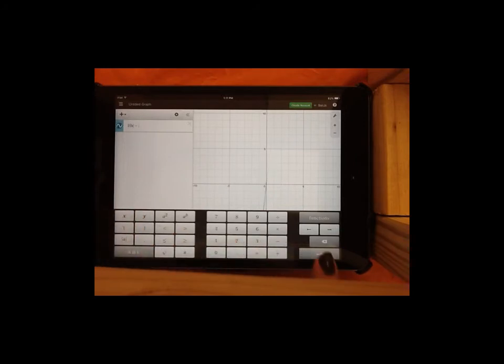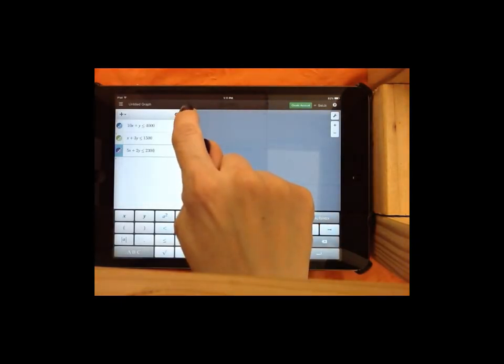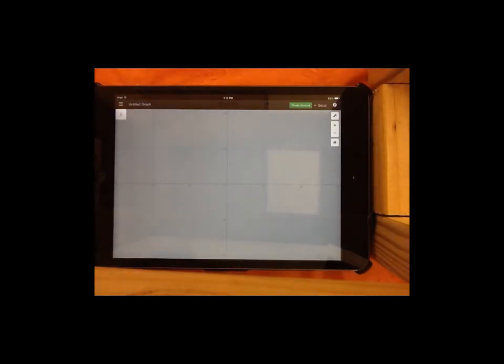So 10x plus 1y has to be less than or equal to 4,000. Hit enter to enter your next inequality, which is 1x plus 3y has to be less than or equal to 1,500. 5x plus 2y has to be less than or equal to 2300. And so I've entered them all. You can press the double arrows here to slide that away to see your graph.